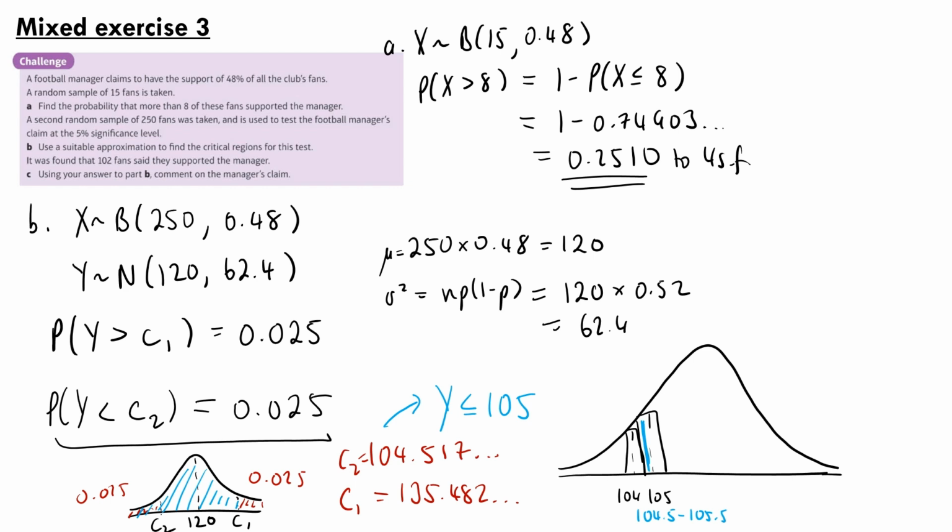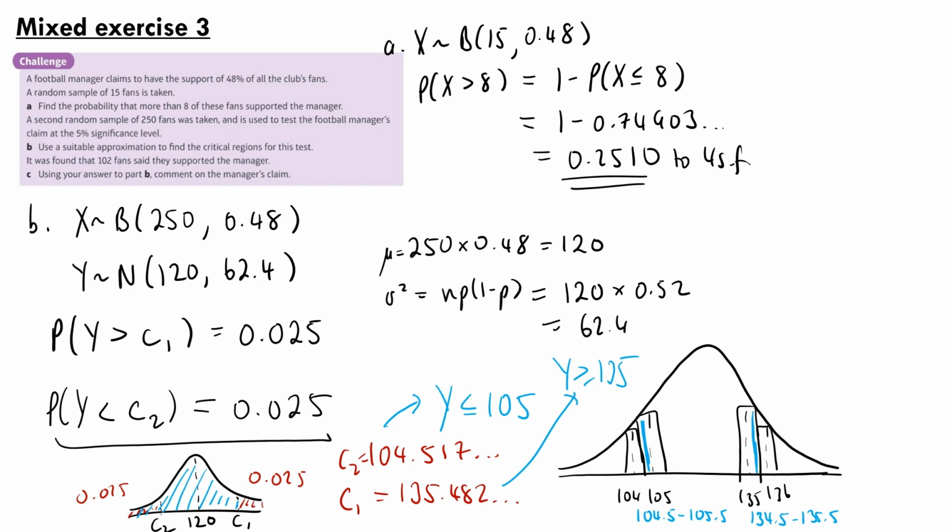And then if we do a similar sort of thing on the other side, where we've got 135 and 136. So this is 135, this is 136. Then the 135.482 is going to be contained in this bar here, because the 135 goes between 134.5 up until 135.5. So the other part of the critical region is going to be Y is greater than or equal to 135.